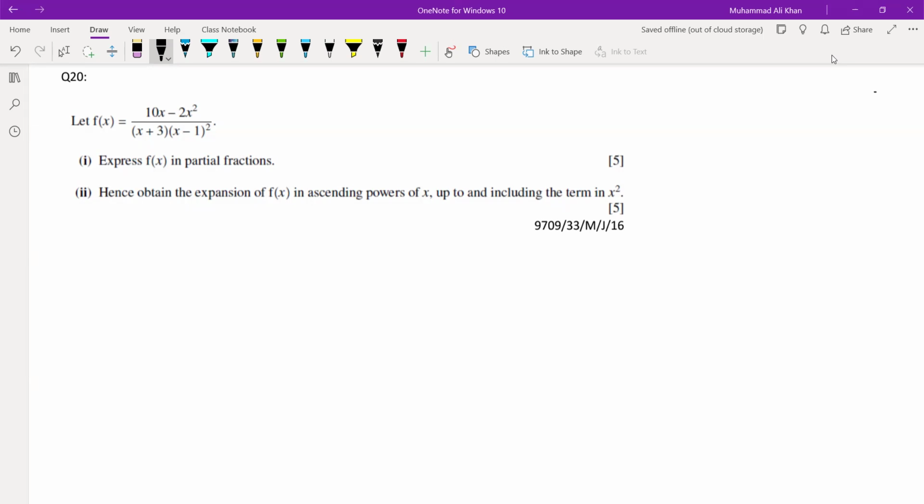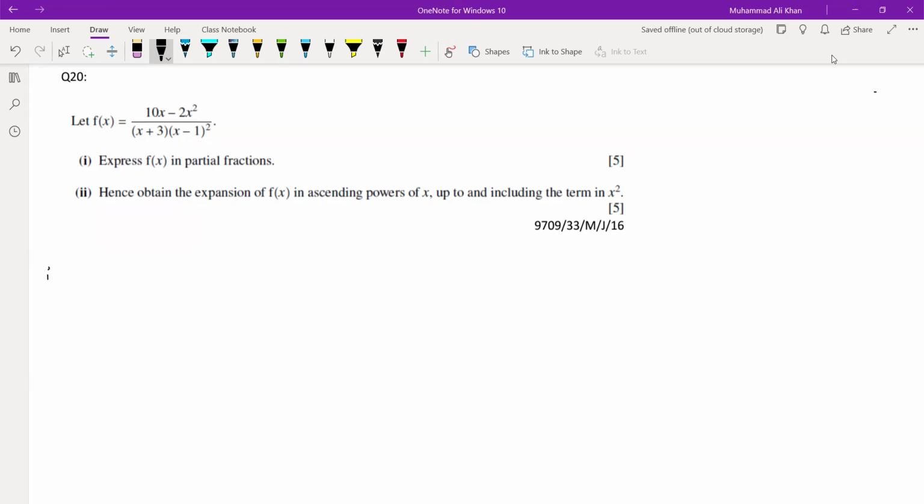The first part is partial fraction. What is the degree of numerator? 2. What is the degree of denominator? 3. Numerator की degree, बेटा maximum degree power of x. Denominator multiplication के बाद maximum power of x 3. So it's a proper fraction, right? Because the numerator degree is less than the degree of denominator, right?